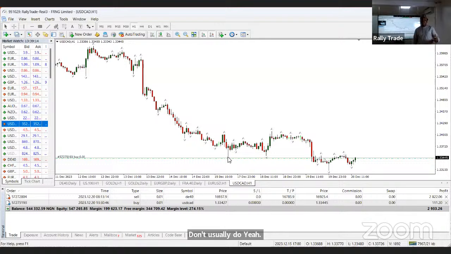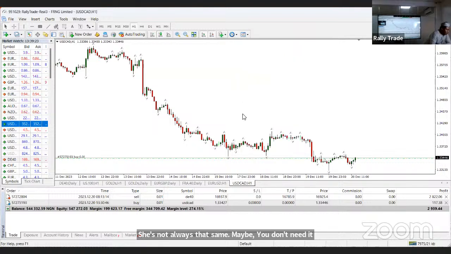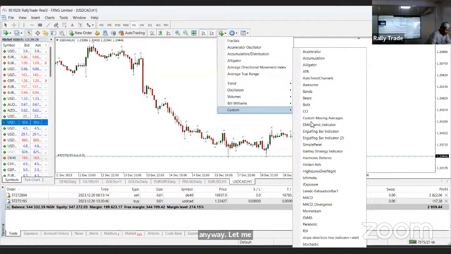Don't use it. But maybe if you see it around resistance, maybe you can use it with support and resistance. You don't need it anyway. Don't need it. Even this one is even better.